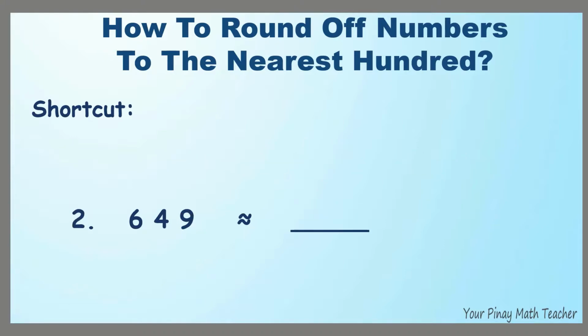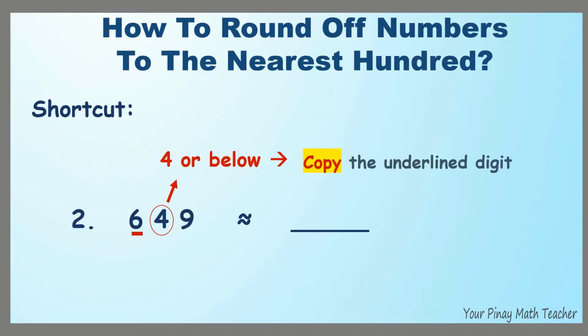Number 2, 649. The hundreds digit is 6. The next digit is 4. If it's 4 or below, copy the underlined digit. So we copy 6 and make 4 and 9 zeros. So 649 is rounded off to 600.